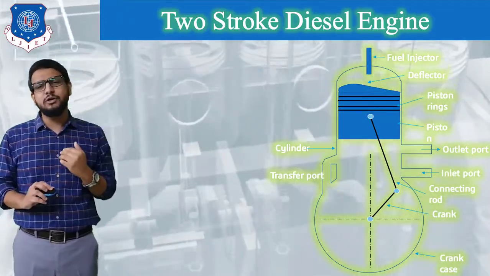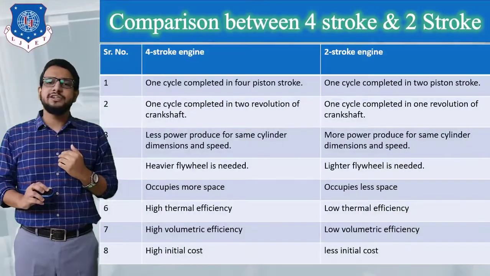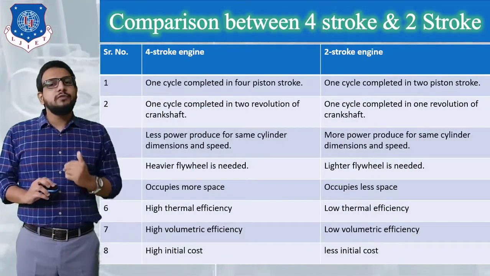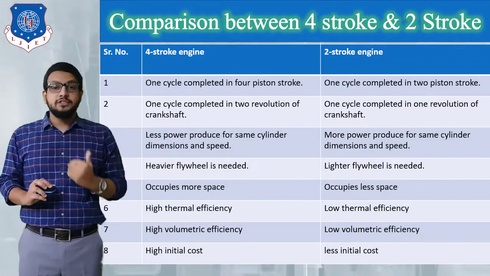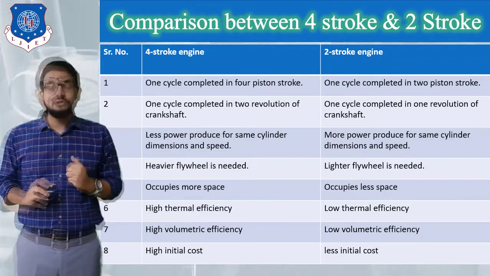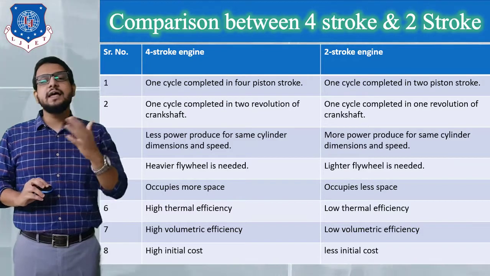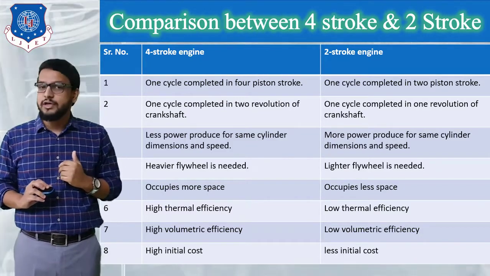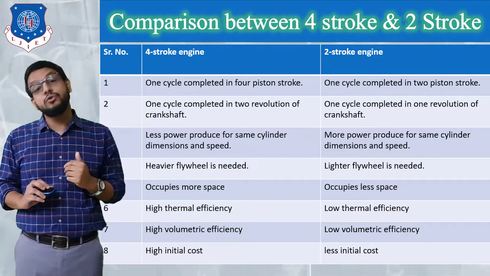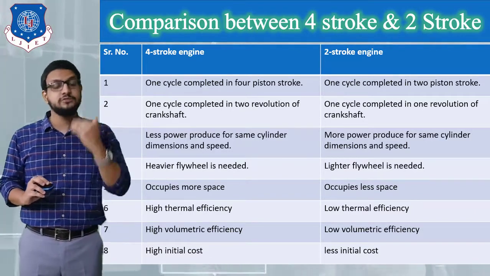Now the next most important topic which we need to understand is the comparison between the four-stroke engine and the two-stroke engine. So let's see that. The first point, as you can see: one cycle is completed in a four-stroke engine in 4 piston strokes, whereas in a two-stroke engine one cycle is completed in 2 piston strokes. So this is very obvious.